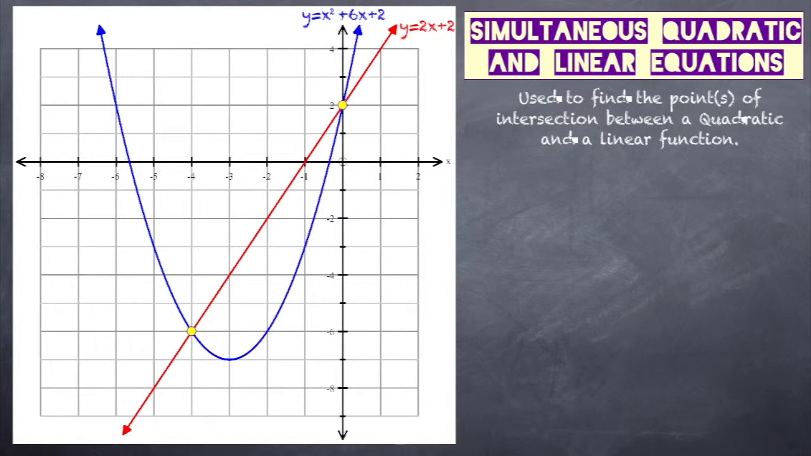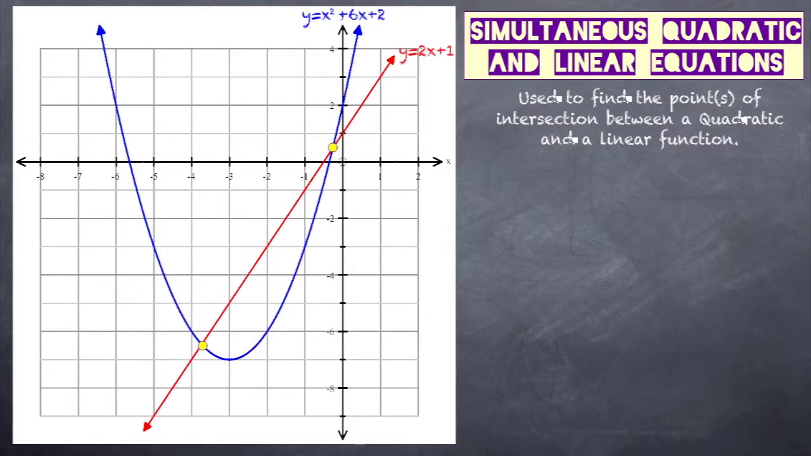Now just like we did with the linear functions topic, the reason we use simultaneous equations is to be able to find the points of intersection between two lines. Now these are marked by the yellow dots that you can see on the two functions here. That is where the two lines cross over.